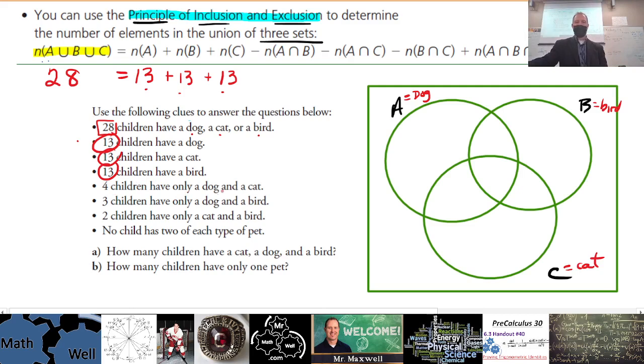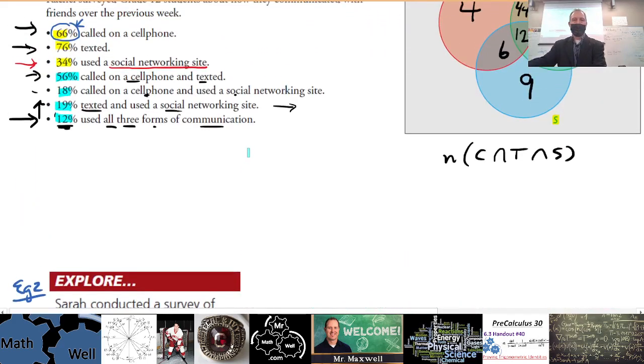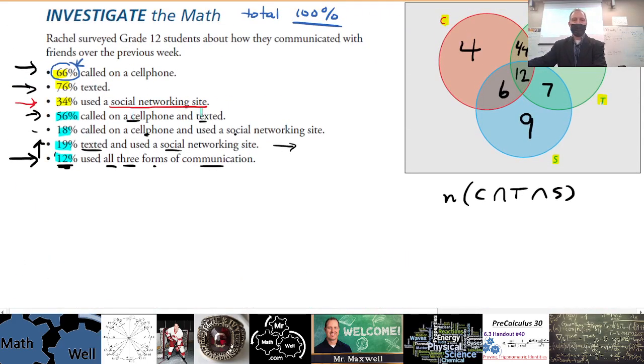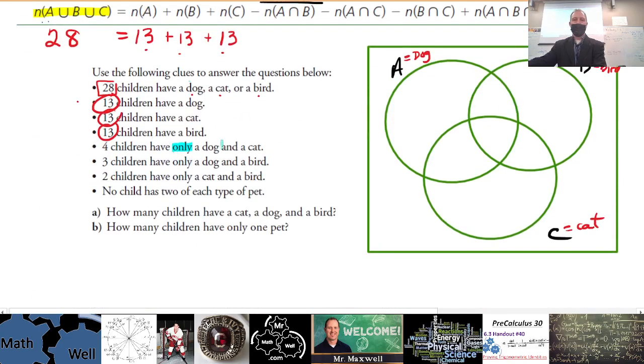4 children have only a dog and a cat. Okay, this is a bit different. In the last example, let me just show you. In the last example there was no "onlys." And remember I said that this section right here was only T and S, only. So let's go back here, and on this diagram, only a dog and a cat would be this section right here. See that? Okay, only a dog and a cat.